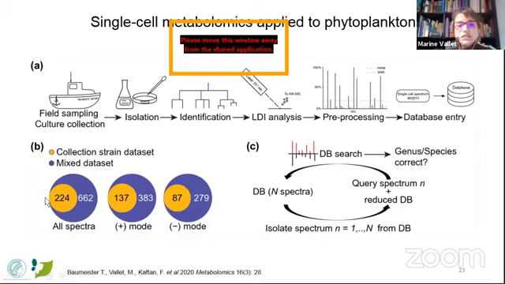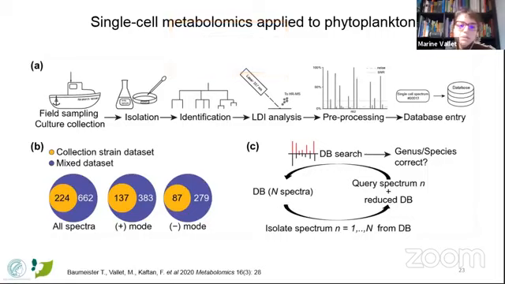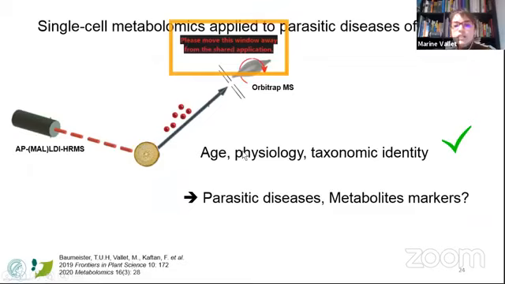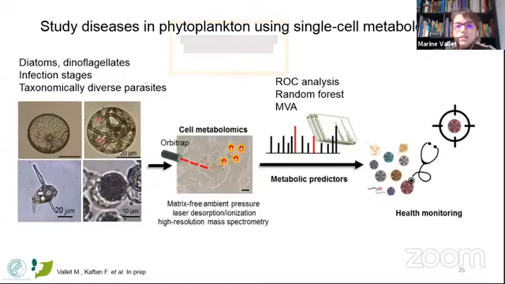We were working with not so many cells, a few hundred, which is actually not much because you can have billions of cells in the ocean. But this was a proof of principle application to show that yes, with this method, single cell metabolomics, we can identify the taxonomy, and we can also address some physiology. The next step would be to test nutrient-depleted cells and so on. And I talked a lot about parasites and disease of microalgae. So could we find markers of this disease? This is also something in development in the lab.